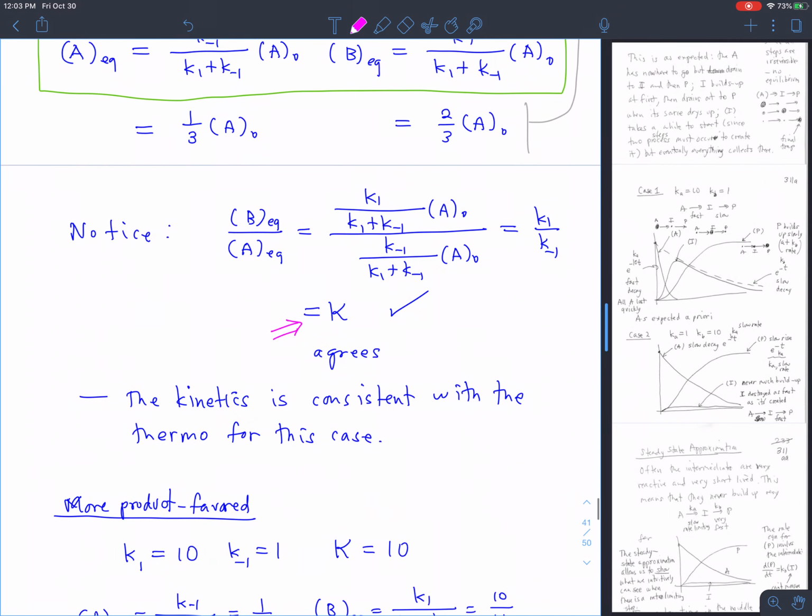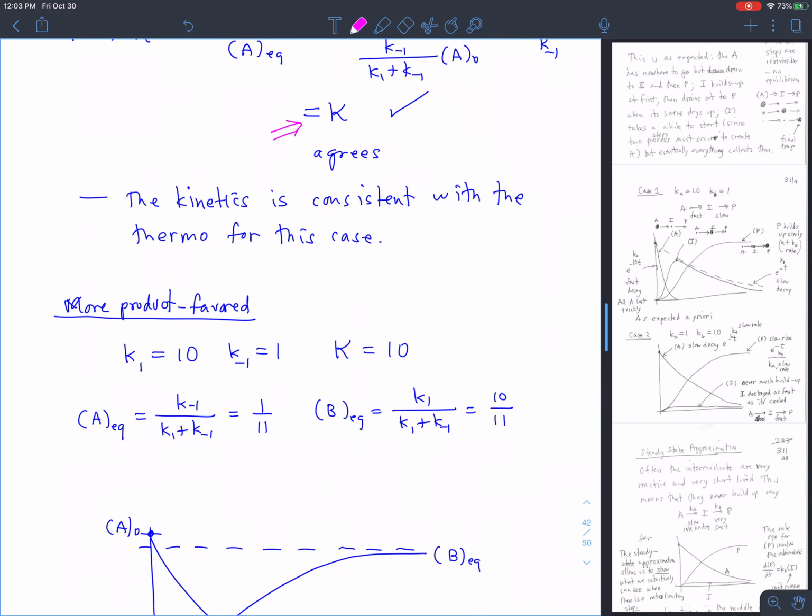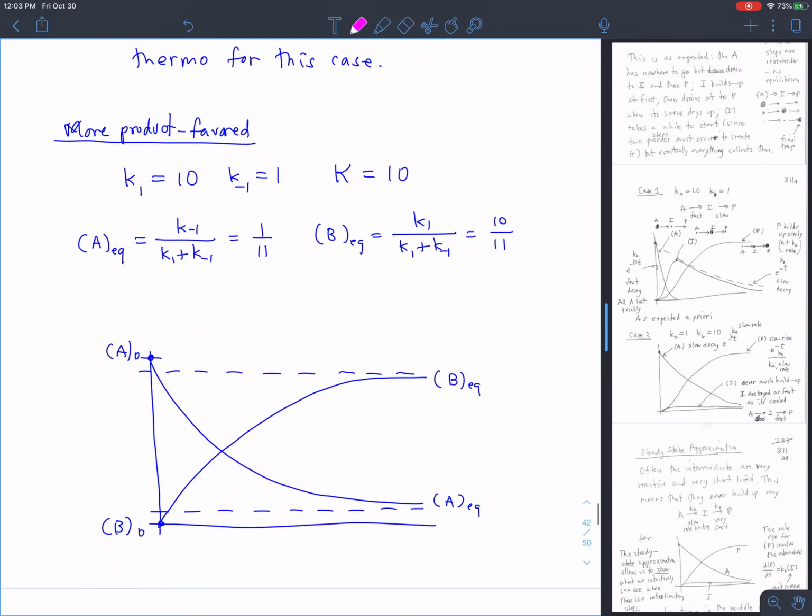And I will make a blanket statement that it's always in there. The thermodynamics is always contained inside the kinetics. It's not always easy to get out, but it is in there, if you set it up right. If you start getting some things that are crazy from a thermodynamic point of view, you did something wrong somewhere in there. All right, now let's consider another case.